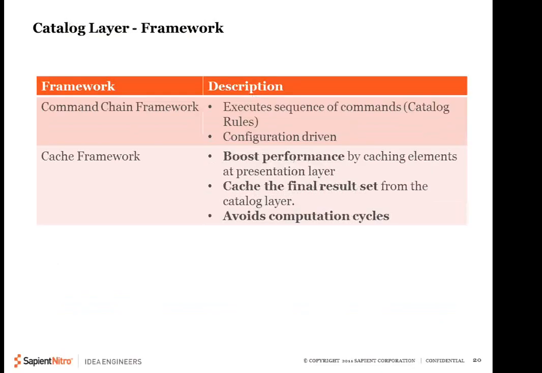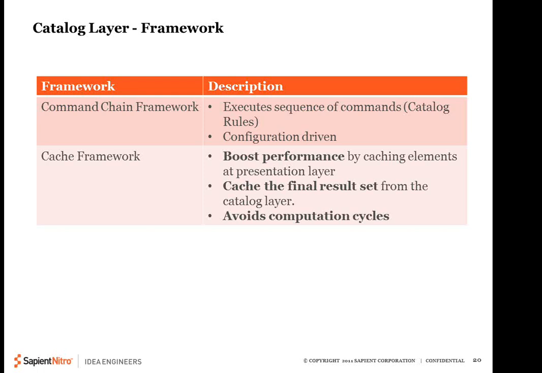And extending our framework, we could go till the catalog layer and start using the command chain framework again, where it executes the sequence of commands, basically a set of catalog rules. For example, if I want to do a get product, what kind of rules should I execute in a catalog layer? How do I systematize those rules? A command chain framework will definitely help us in structuring our commands, or what we call catalog rules. And again, it's configuration driven, where I can have a different kind of rule if required per channel.